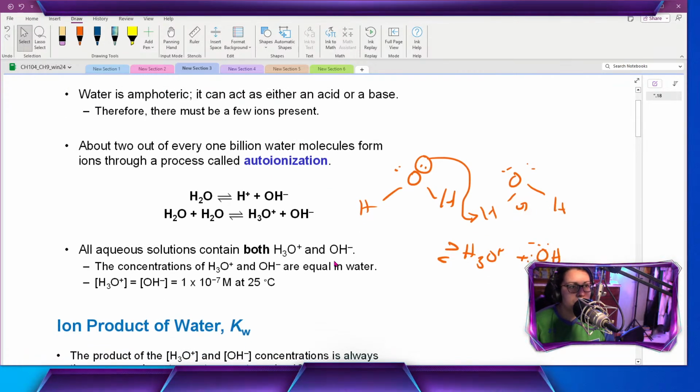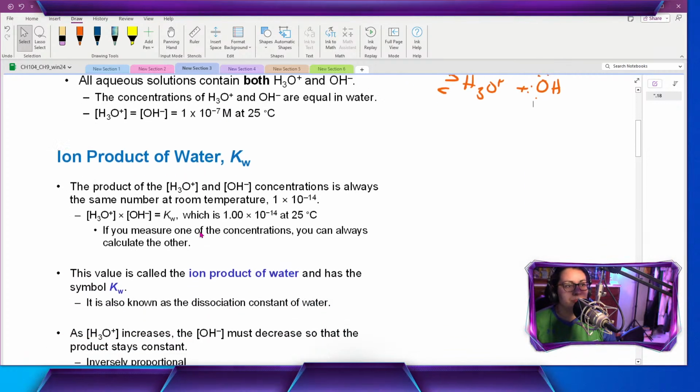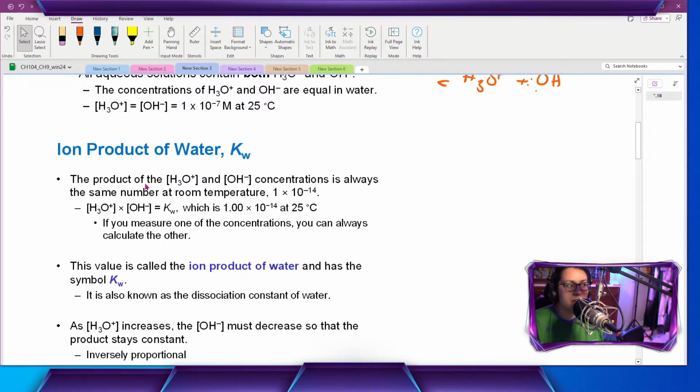And so now we're getting into pH. It was determined that at 25 degrees Celsius with neutral water, the concentrations of hydronium and hydroxide were equal. And they found that they equaled 1 × 10⁻⁷ molarity. This is kind of hinting at our pH scale. And again, once we plug this in, we'll really see. And then we have our ion product of water.